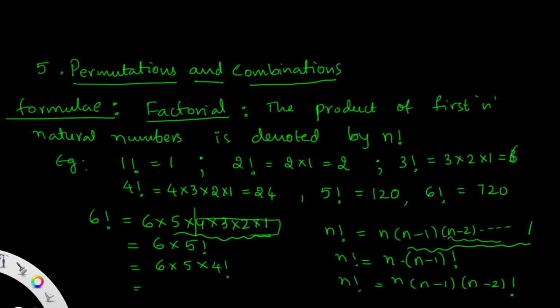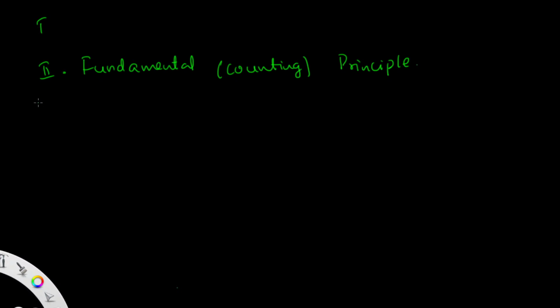Now go to the fundamental counting principles. There are two types. The first type is the addition rule.